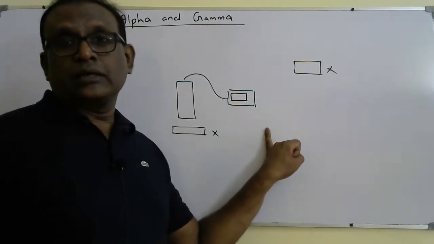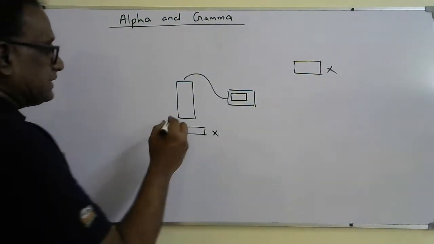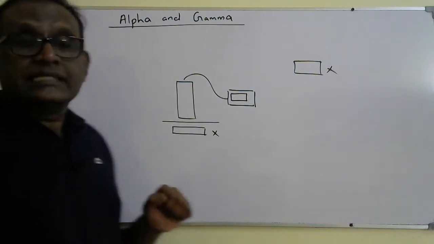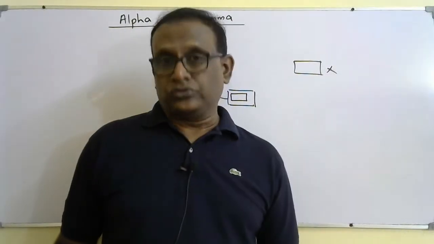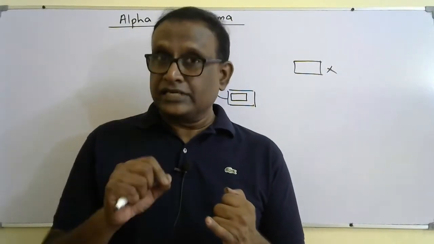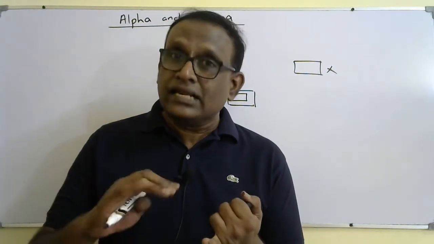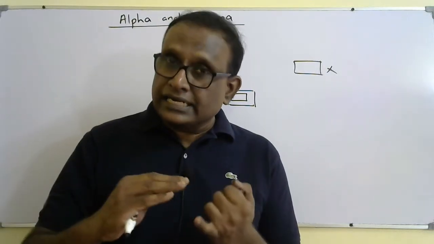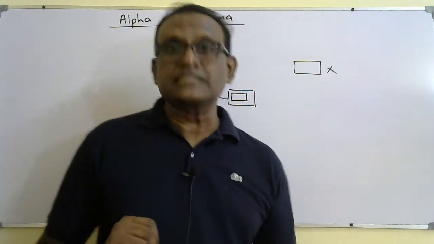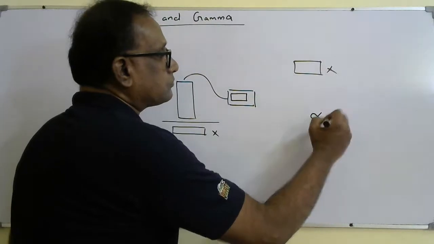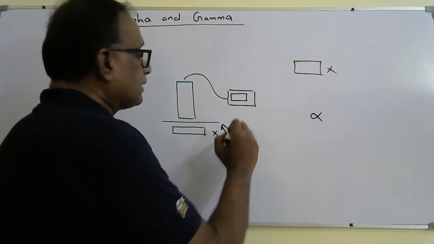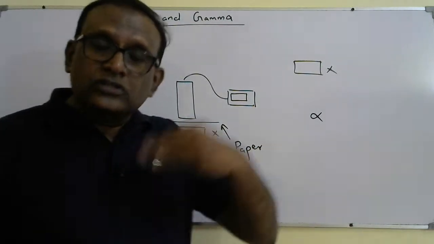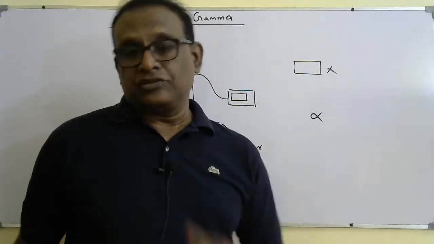Measure the count rate. When you keep a thin sheet of paper and measure the count rate again, there will be a significant drop in the count rate, but still well above the background count rate. That means there is alpha. Paper is blocking alpha, so there will be a significant drop in the count rate, but well above the background count rate, which means there is alpha.